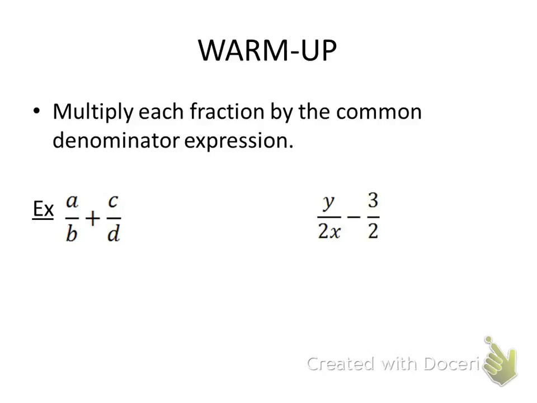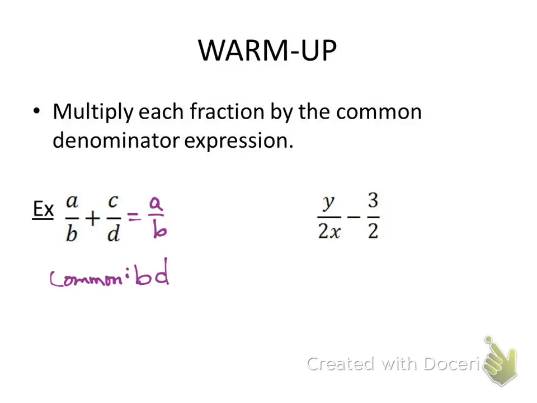Now, let's go over these warm-ups. So the common denominator, whenever you have what we call prime factors in the denominator, will be the product of those prime factors. So the common denominator is BD. And then you ask yourself, in the first fraction, what does this denominator not have? Well, it doesn't have the D. So we're going to multiply top and bottom by D.